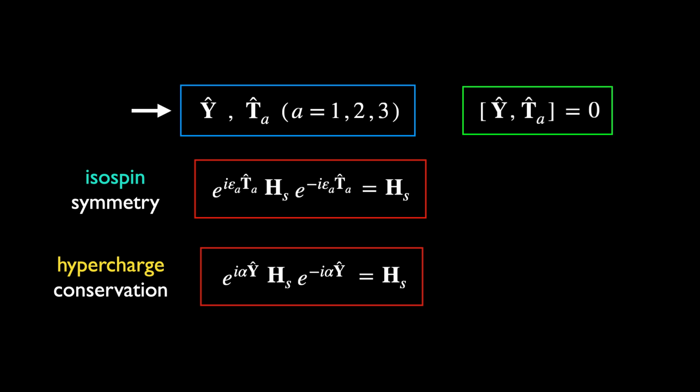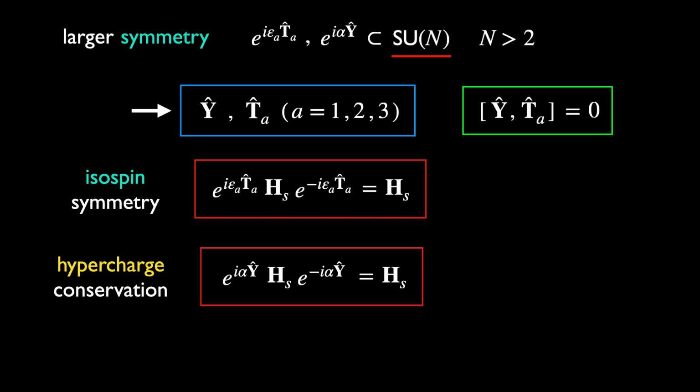Now we might make another hypothesis. Could these generators be part of a larger symmetry group? Perhaps some SU(N) with N larger than 2. Could there be a higher symmetry within the strong interaction?